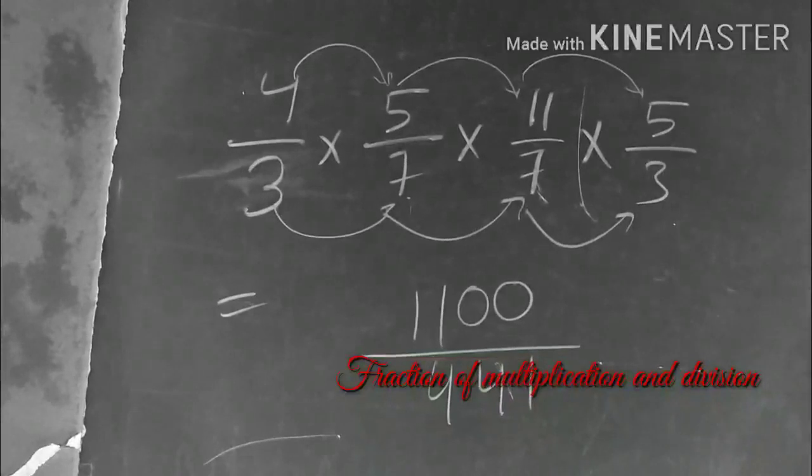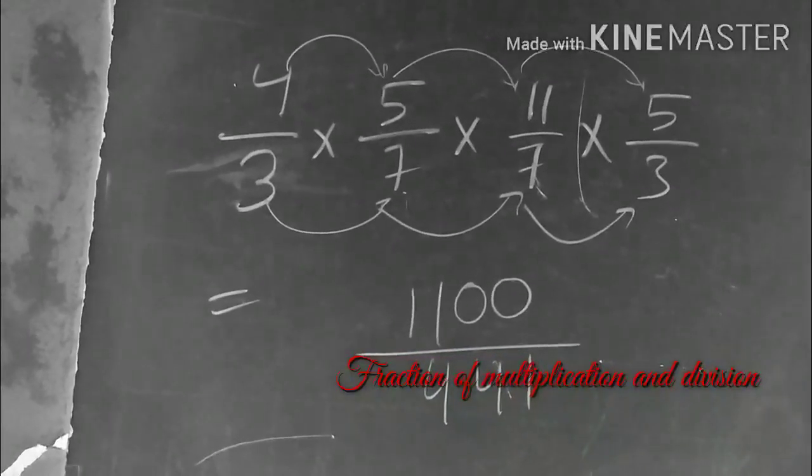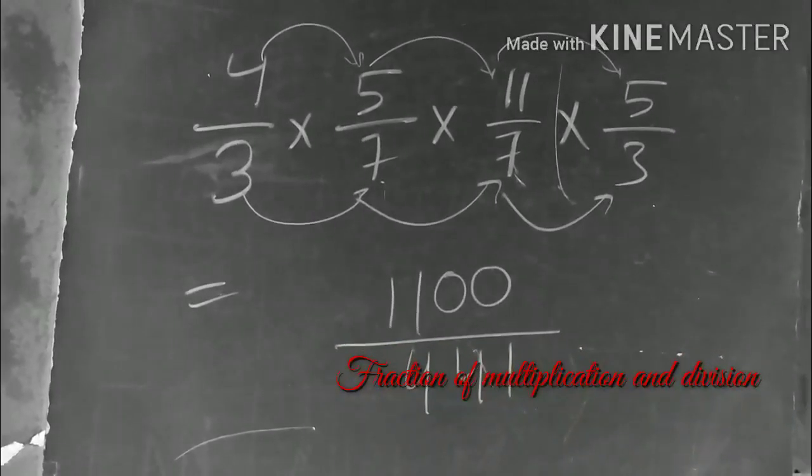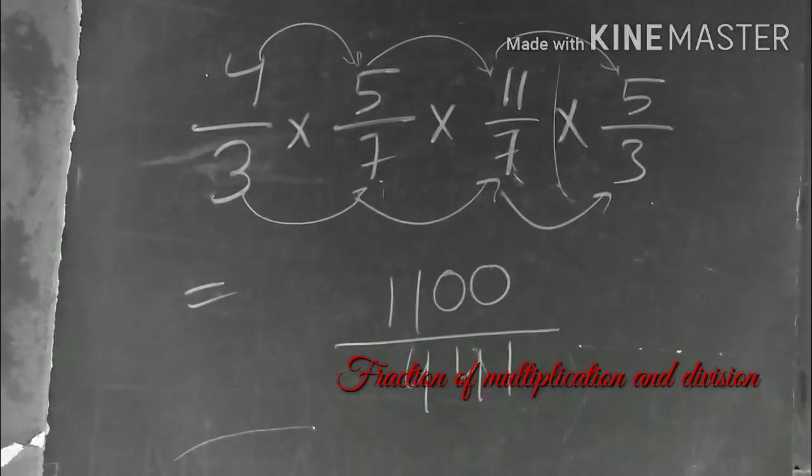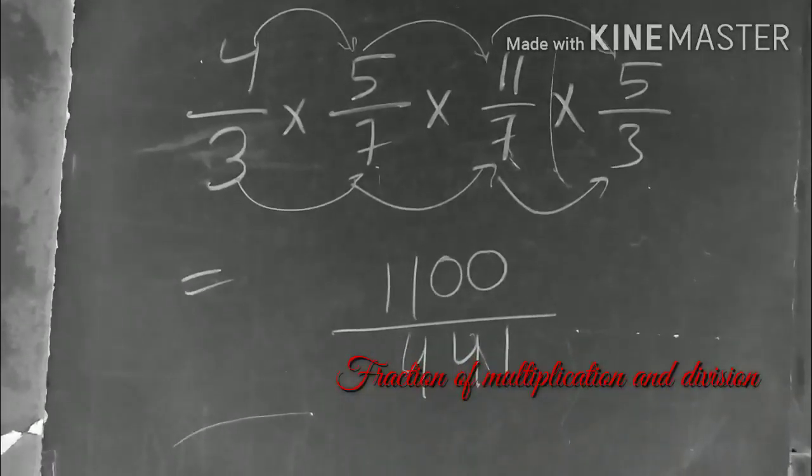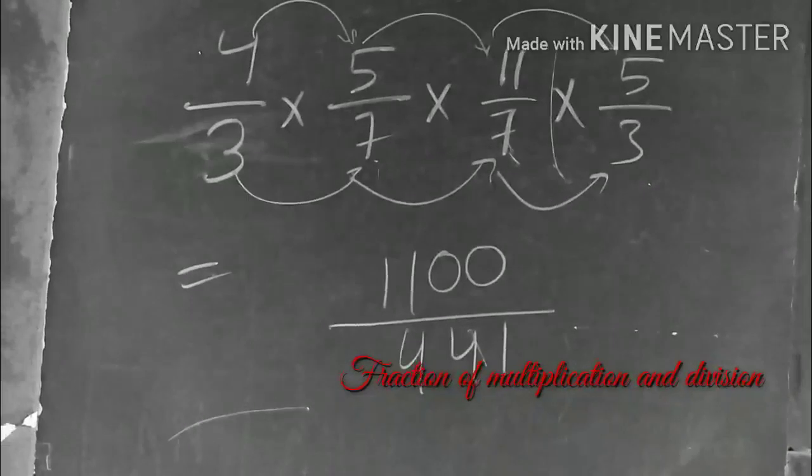So this is important. If no common number comes, you will multiply numerator by numerator and denominator by denominator multiplication. So this is our required answer.